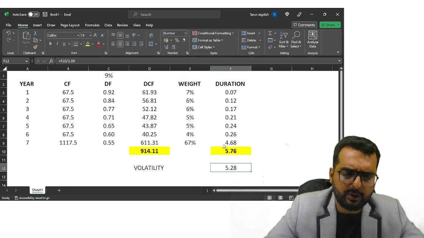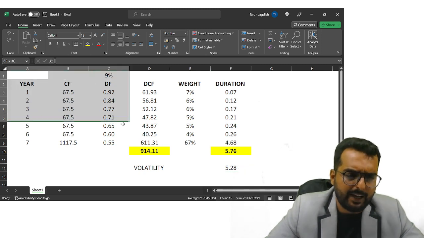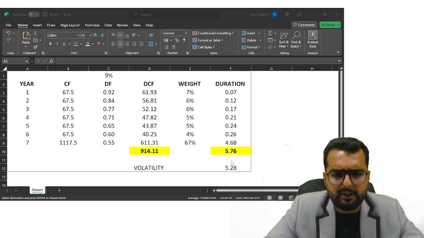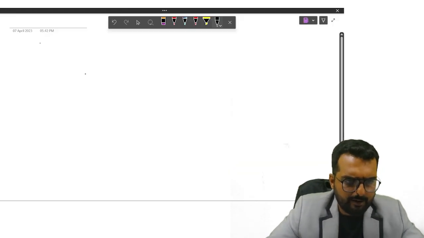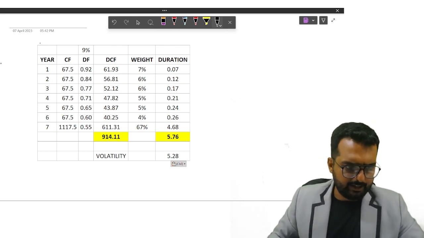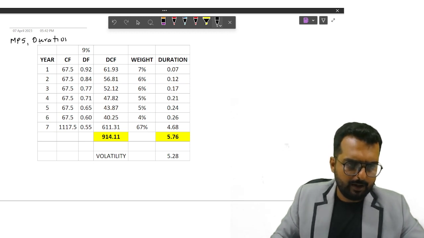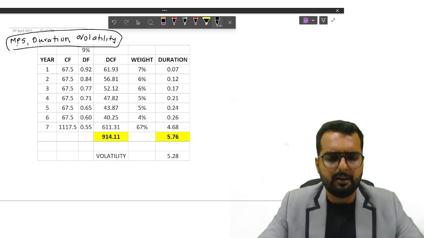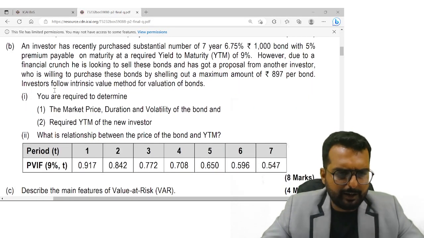What is the logic of this 5.28%? For every 1% change in the yield, the price is going to change by how much? It will change by 5.28%. So I'll just come here and paste this sheet here itself. Okay. So here I think we have found out the market price, we have found out the duration, and we have also found out the volatility. Everybody clear with this part? Okay. Yes. So once we are done with this, let me come down.